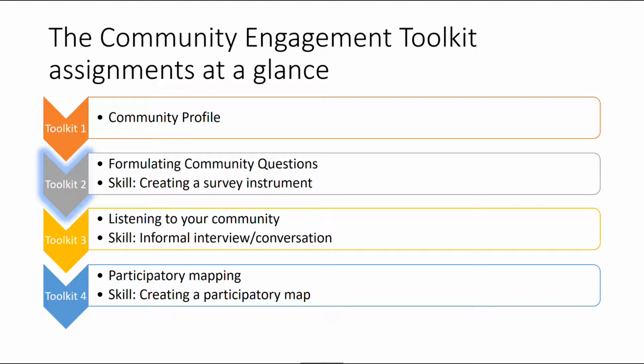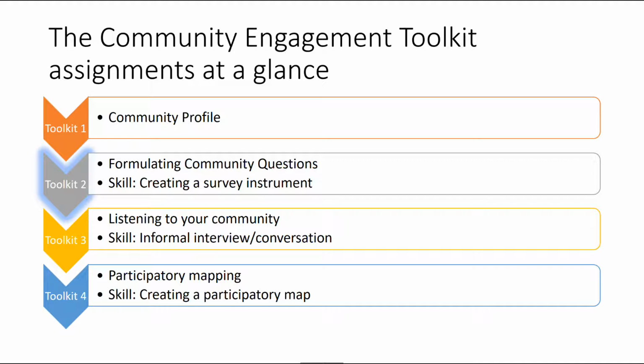Then in toolkit 3, you're actually going to approach your community, and in particular, you're going to be doing that through an informal interview, or we can also call it a conversation with community members. And essentially, that's the first approach you're going to have to actually talking to people.